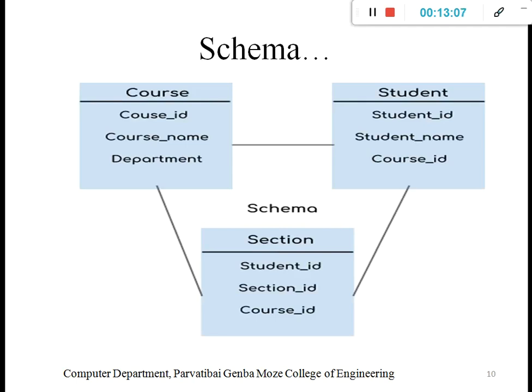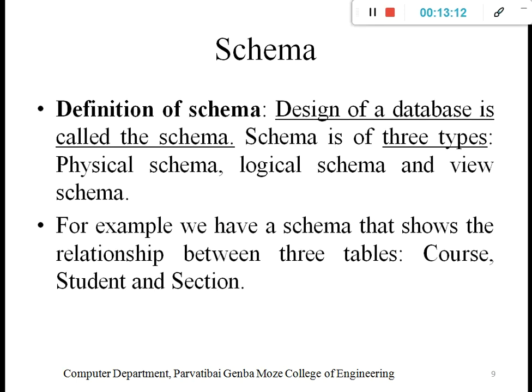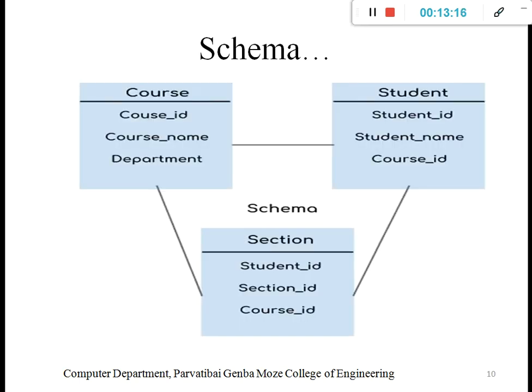Which type of schema is it, since schema has three types: physical, logical, and view? This is one example. Course contains course ID, course name, and department. Student contains student ID, student name, and course ID. Section contains student ID, section ID, and course ID. This is one schema.